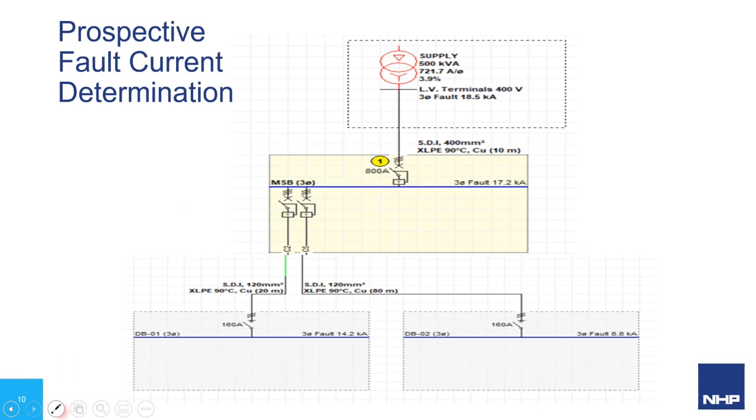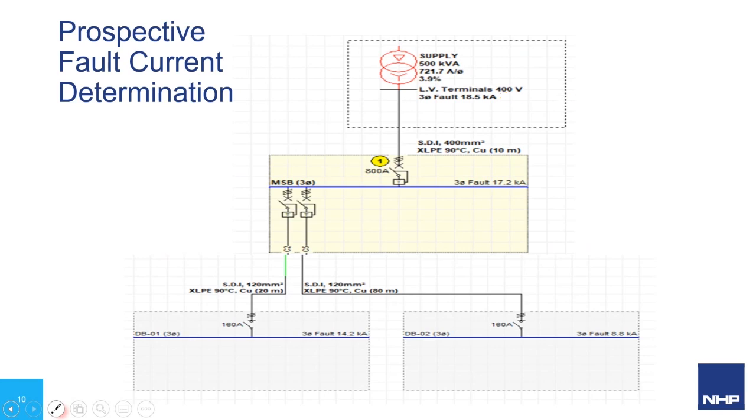Here's a simple design showing the source of a 500 kVA transformer. It has a 3.9% internal impedance factor, a supply capacity of roughly 721.7 amps. It has a prospective fault current at its three-phase terminals at 400 volts of 18.5 kA.